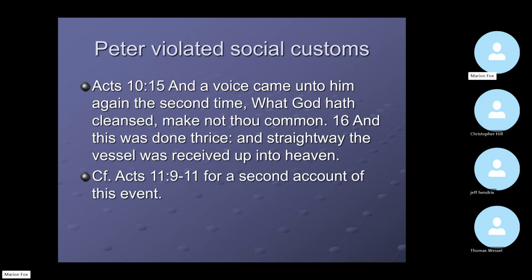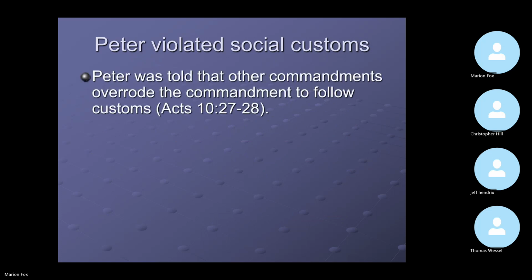In Acts 11, verses 9 through 11, we have a second account of this event. We get more information in Acts 15, verses 7 through 11, which you need to put all 3 of these passages together to get the full picture of what's going on with Cornelius. This is a man named Cornelius. Peter was told in Acts 10:27 that other commandments overrode the commandment to follow customs.